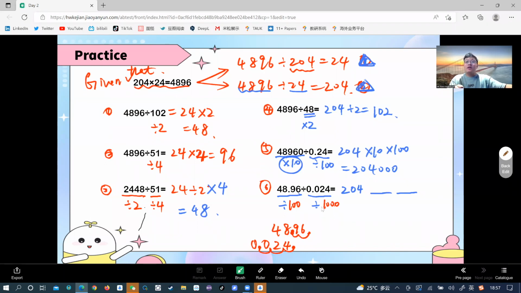And then you know that the change to the dividend gonna be the same as the result, so divide by 100, and you need to pay extra attention to that. When we change the divisor, the answer will change in the inverse way, so times 1000. All right, so 204 divided by 100 times 1000, basically just times by 10. The final answer should be 2040.